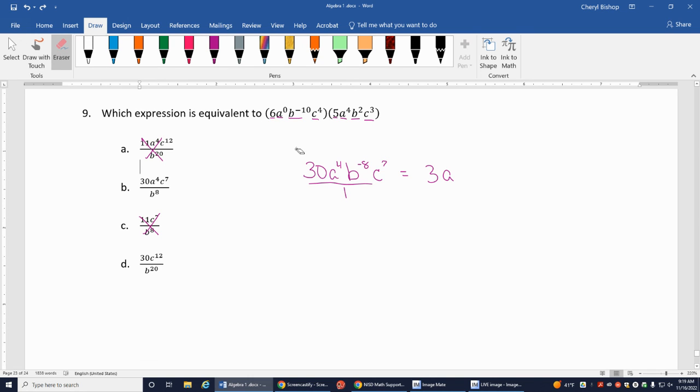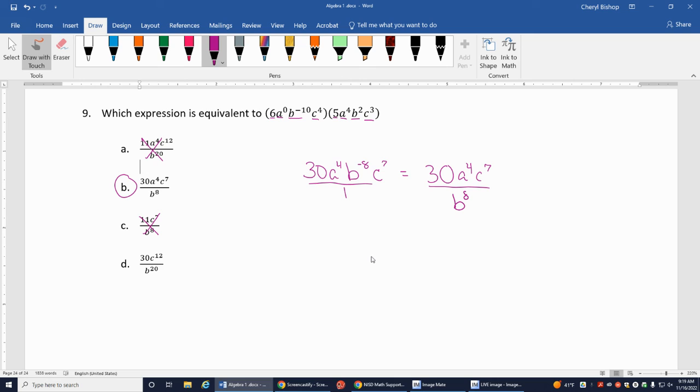Let me get an eraser. 30, a to the 4th, c to the 7th, over that b to the negative 8 is going to move to the bottom and become a positive 8. So a to the 4th, c to the 7th, my correct answer is B.